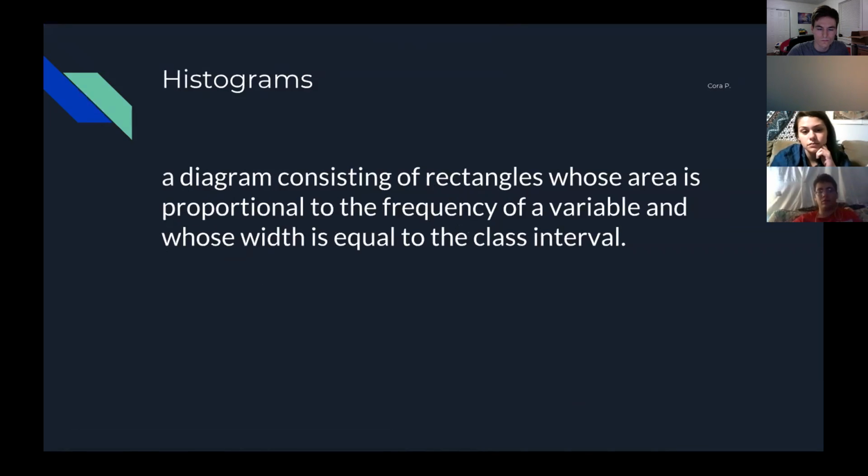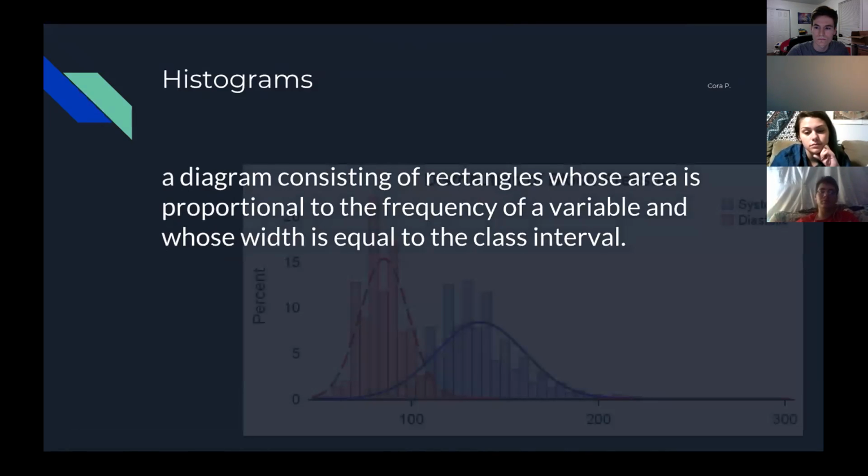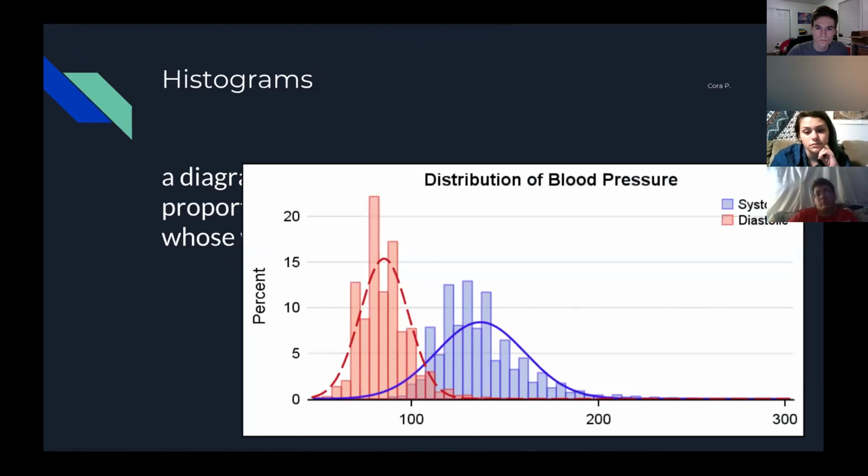Histograms. A histogram is a diagram consisting of rectangles whose area is proportional to the frequency of a variable and whose width is equal to a class interval. Here is an example of a histogram.